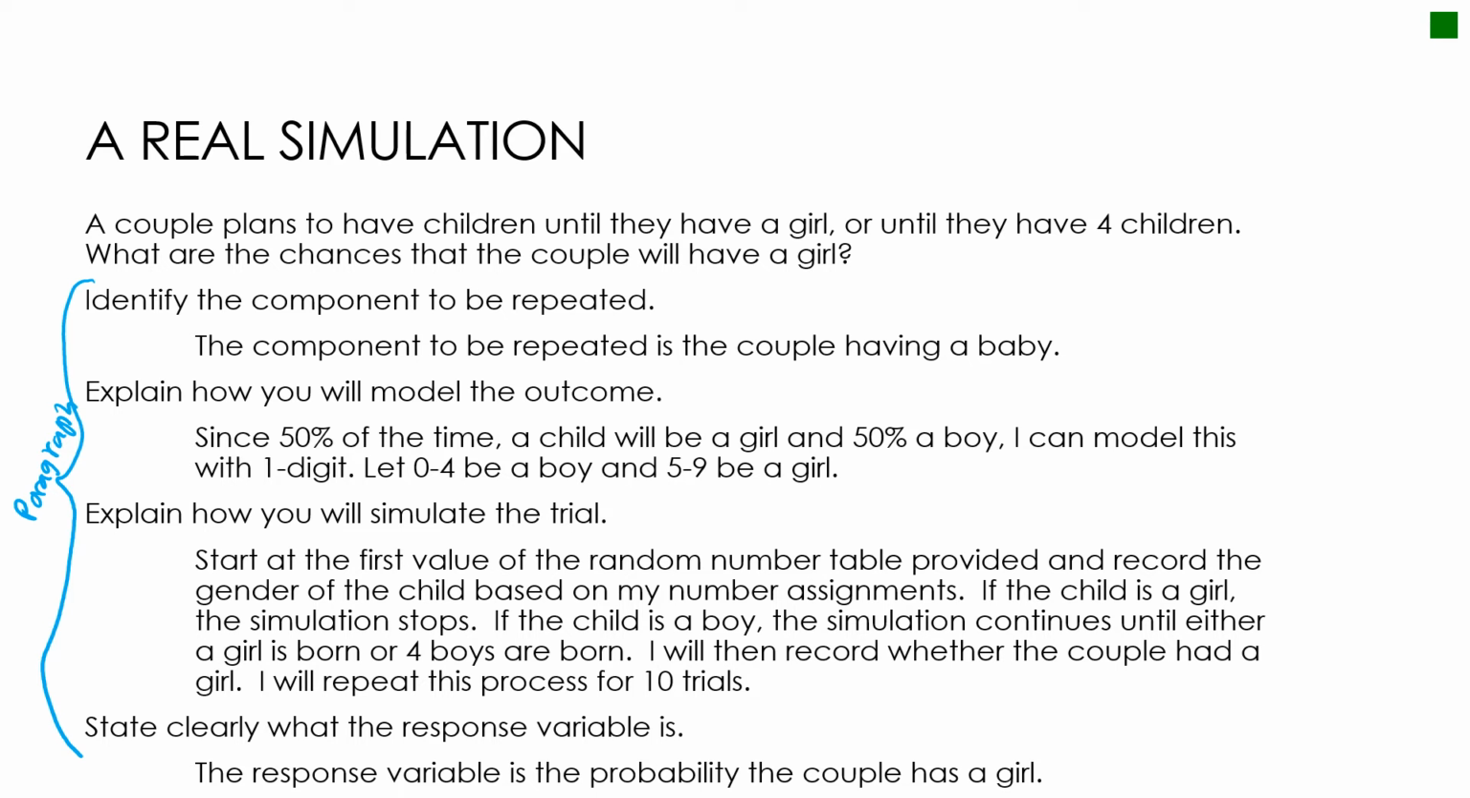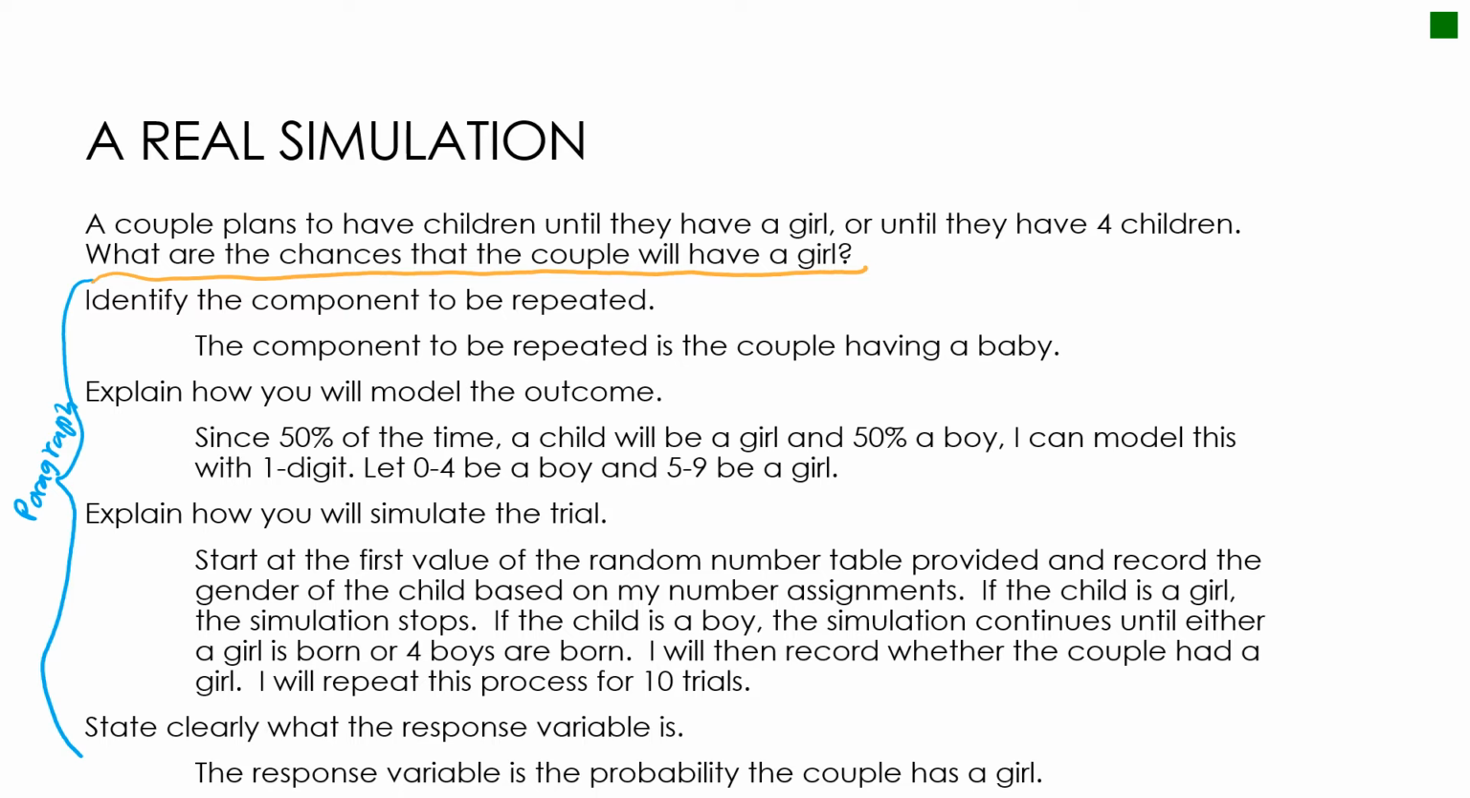But the question itself says: a couple plans to have children until they have a girl or until they have 4 children. What are the chances the couple will have a girl? So before I even get started, what is important to understand is I am trying to answer this question. A lot of people struggle because they're not answering the question that's being asked. So let's look at each of the parts of this simulation.